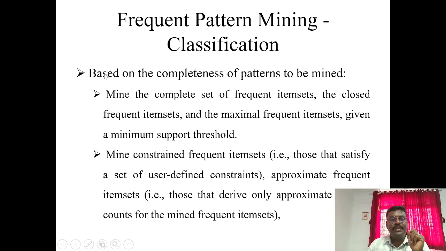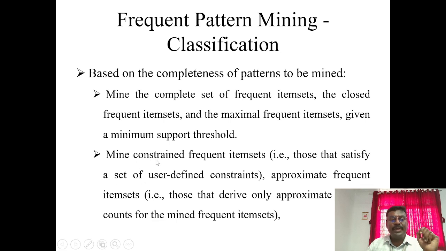Frequent pattern mining can be classified based on the completeness of patterns to be mined. You can mine the complete set of frequent item sets, the closed frequent item sets, and the maximal frequent item sets, given a minimum support threshold value. I already explained the threshold value: if the result is below the threshold value, the product has not satisfied the customer. If it is equal to or above the threshold value, the customers are satisfied with your product, and they are also likely to buy the same product from the manufacturing company the next time.